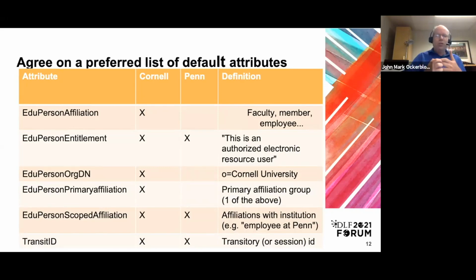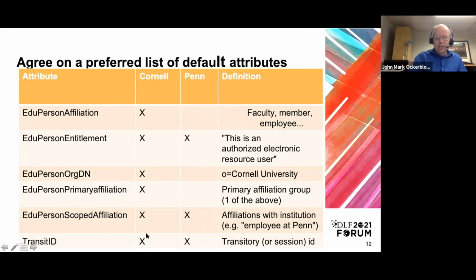So after we developed those principles, then we had to get down to the nitty-gritty about, okay, what actually are we going to send in terms of actual variables and values? Cornell and Penn made somewhat different decisions on there, but they're similar. We're both sending across some sort of entitlement value, which simply means this is an authorized electronic resource user without going into details about who they are. We send some basic information about affiliation. It's important that we try to be very coarse grained here. If you just say they're an employee at Penn, that will not likely re-identify them. If you get very specific about where they're employed, then that's more of a problem.